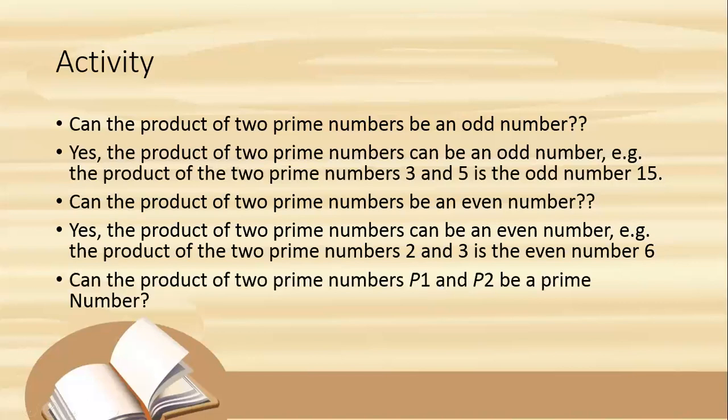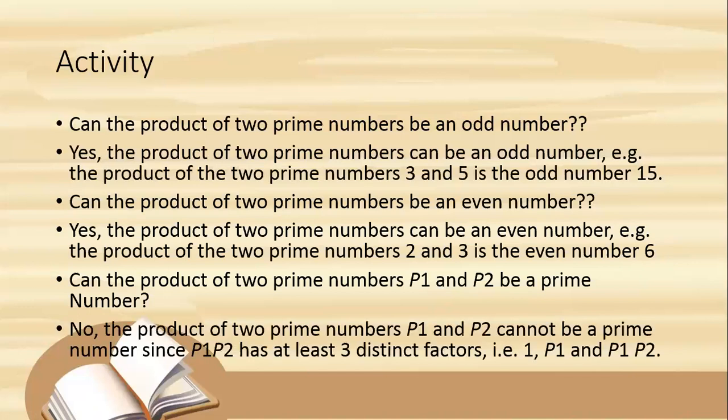Can the product of two prime numbers be a prime number? Think about it. No, the product of two prime numbers can never be a prime number, since when we multiply p1 and p2, the result has at least three factors, for example 1, p1, and p1 times p2. So it means whenever we multiply two prime numbers, the answer will not be a prime number.